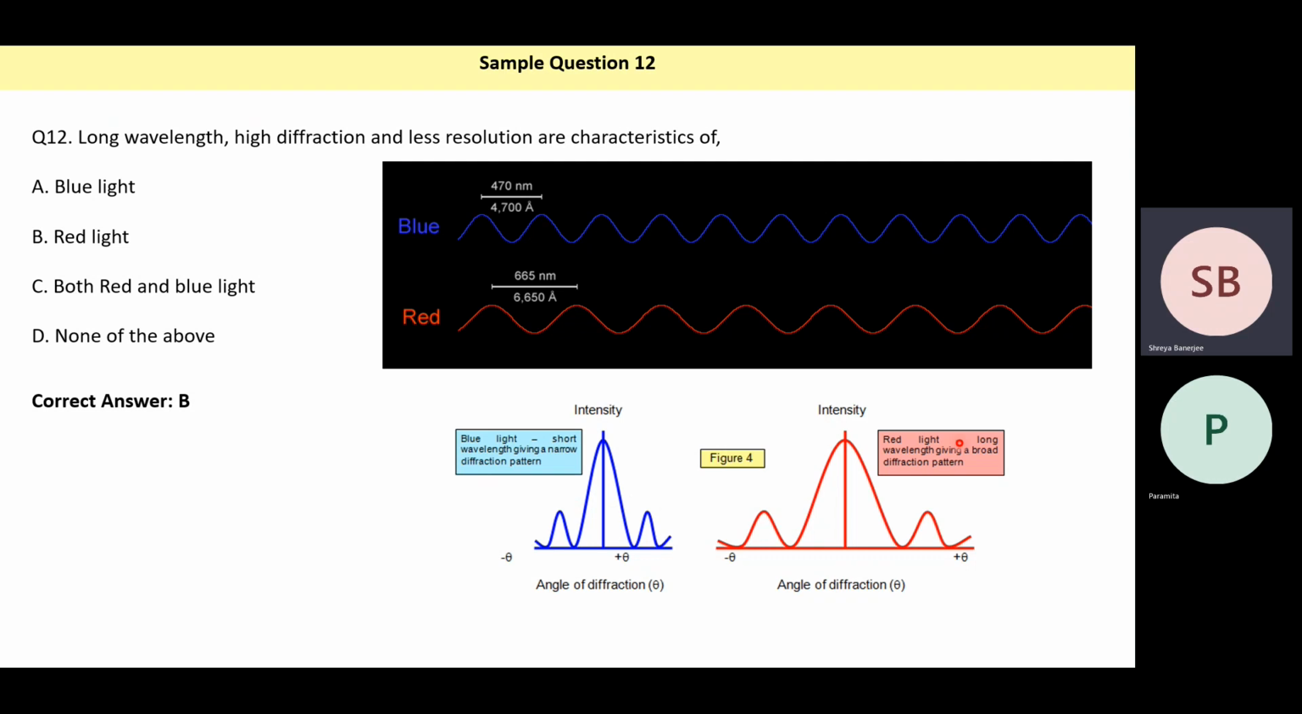Secondly, red light having a longer wavelength gives a broad diffraction pattern, whereas blue light having a shorter wavelength gives a narrow diffraction pattern. And finally, the wavelength of red light is longer, so the resolution will be smaller. Suppose you have a small atom, it can't be detected by the long wavelength of the red light, but it can be detected by the blue light. So the correct answer here is B, or red light.